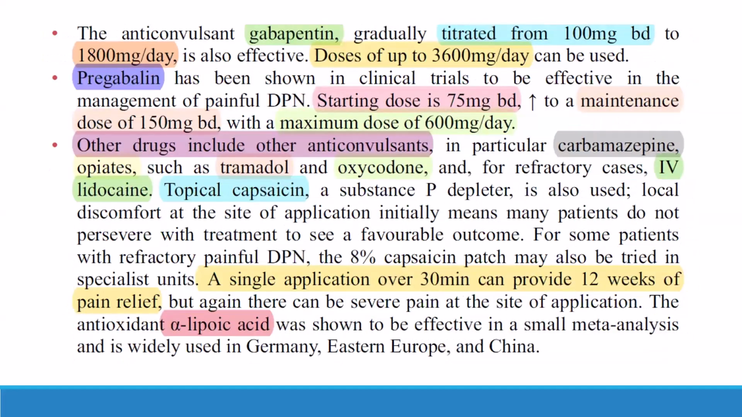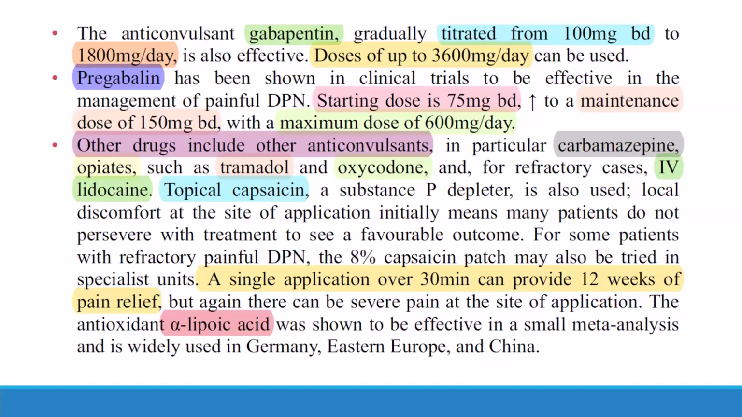Gabapentin, which is an anticonvulsant, is another first-line therapy, and the dose should be titrated to 1,800 milligrams per day, and the dose may be doubled, 3,600 milligrams per day. Pregabalin is another effective first-line therapy. The starting dose is 75 milligrams twice daily, the recommended maintenance dose is 150 milligrams twice daily, and the maximum dose is 600 milligrams per day.